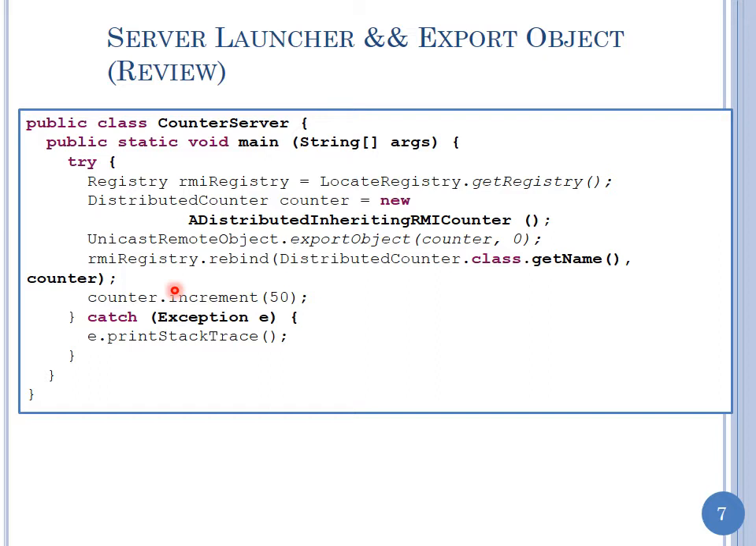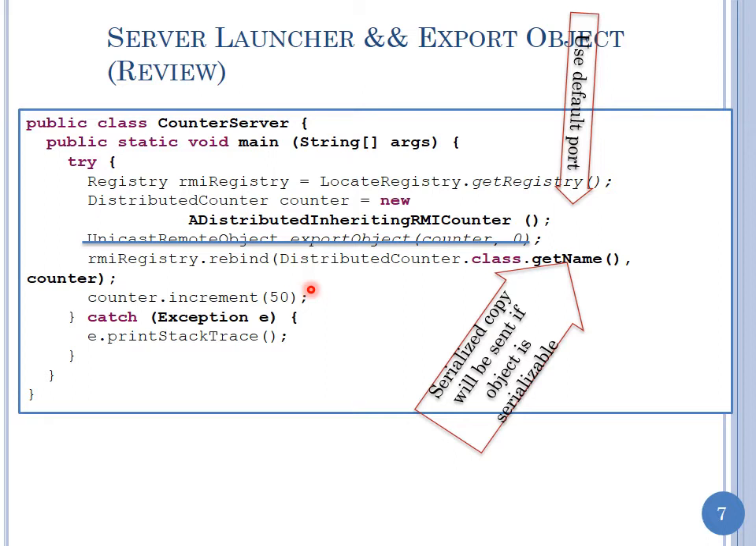Okay. So the name server is a name server for both remote method invocation and just keeping serialized copies of objects. Okay. So use default port. If you remove this, a serialized copy will be sent if the object is serializable. So the increment here doesn't affect the local client's counter if there's no export object. Otherwise, the increment here will affect what the client will look up. Okay.